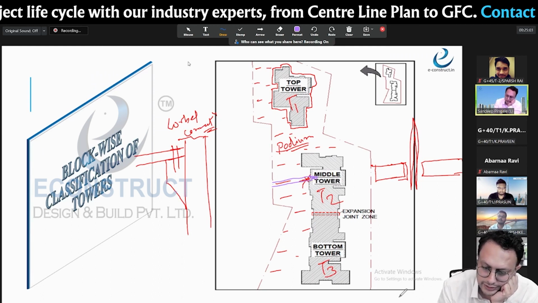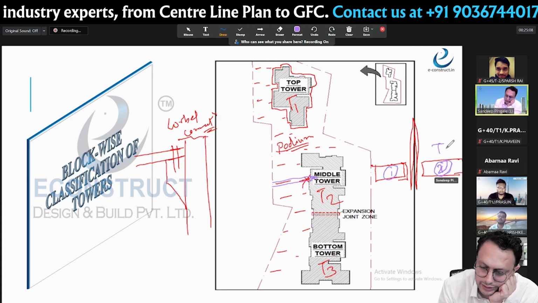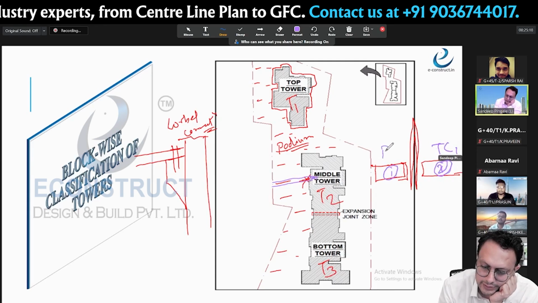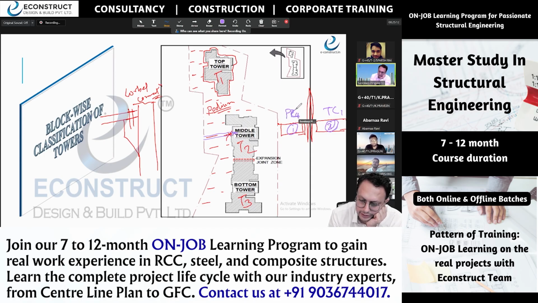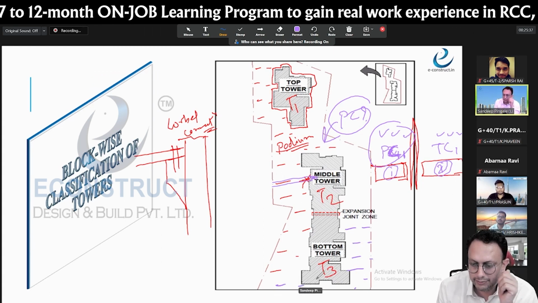So either arrangement, you will have one column here and another column here. So this is the tower column and this is the podium column PC1, tower column TC1. So podium column number 1, tower column number 1. Like that, the PC numbers, podium column numbers need to be given. No need to give the numbers, but at least the locations, basically where all it is coming.